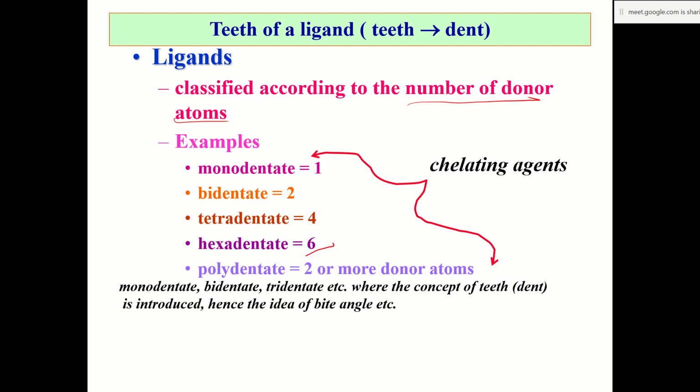So denticity means teeth. We are visualizing these donor atoms as teeth, and that's why it is called denticity. This also later on gives the idea of the bite angle.